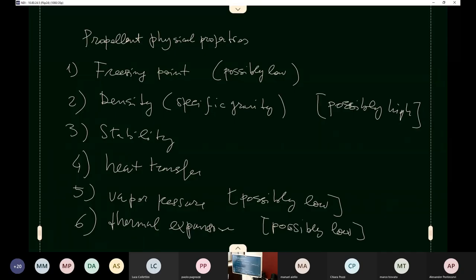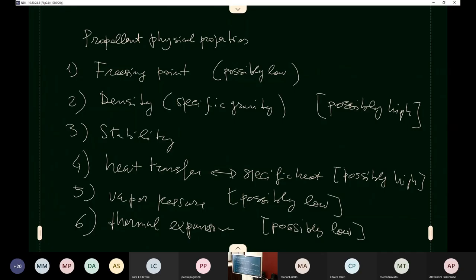So here heat transfer means, what, specific heat? Possibly high specific heat is better for a coolant because we extract heat without a big change of temperature. Then what more? Yes, nothing really special.